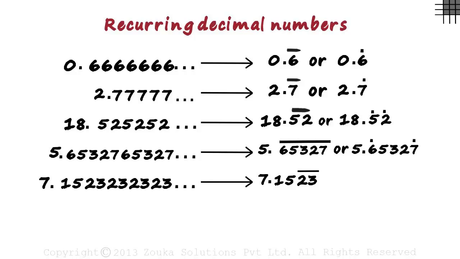And how can we write it in the dot format? We write 7.1523 with dots over 2 and 3. That's all you had to know about representation of recurring decimal numbers.